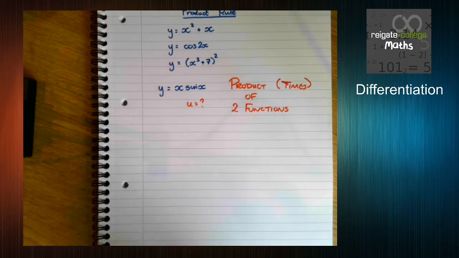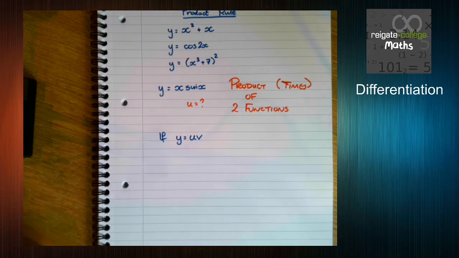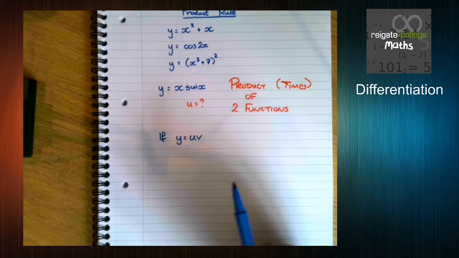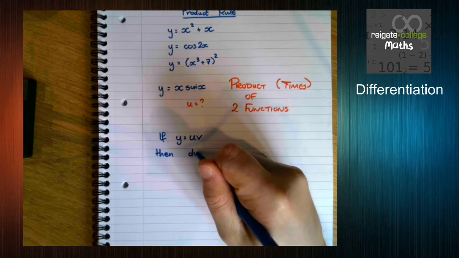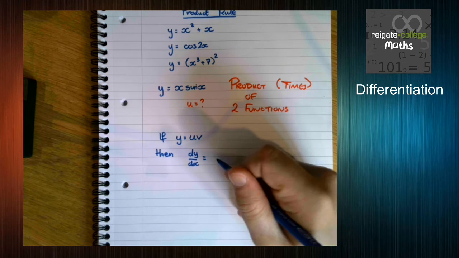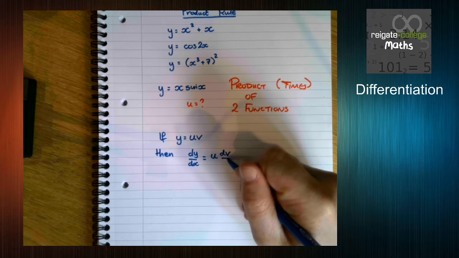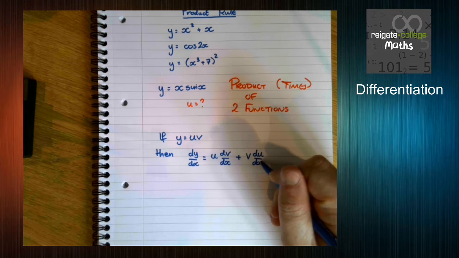So, if we have two functions times together. Now, both of these functions, for now, are going to be functions of x, but they can be any function. So where u and v are functions. They could just be numbers, but then this whole rule becomes irrelevant. Then, dy by dx is the derivative of v times u plus v times the derivative of u.